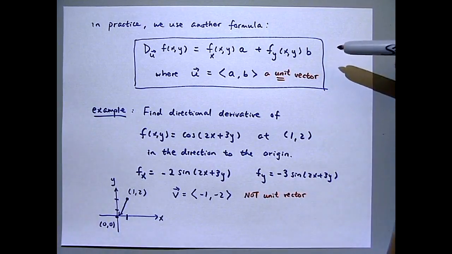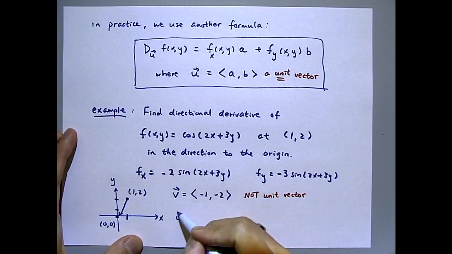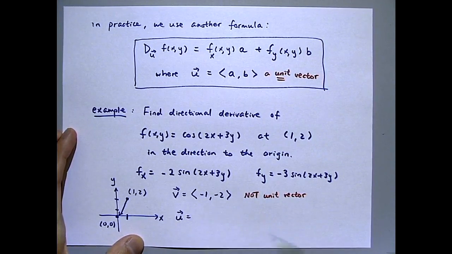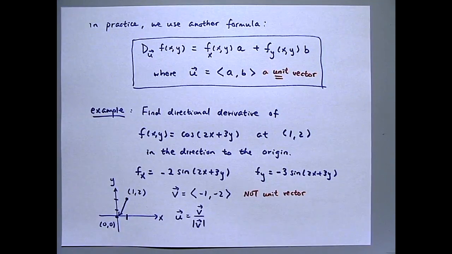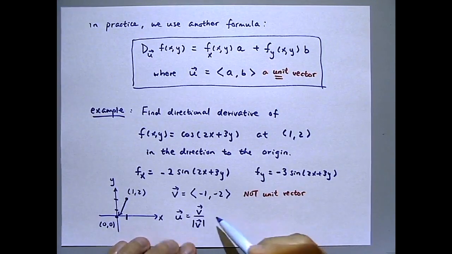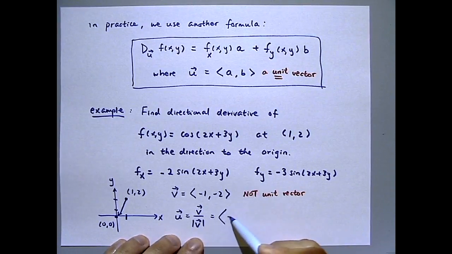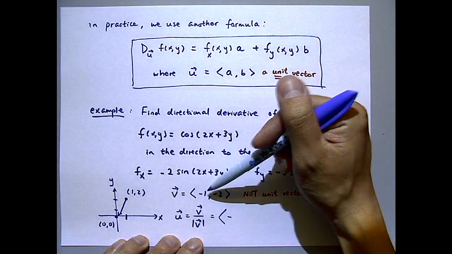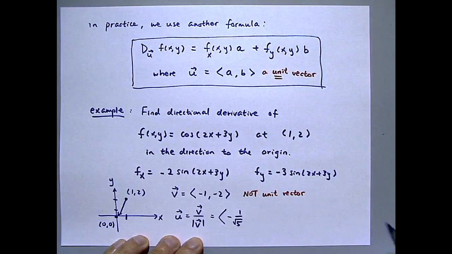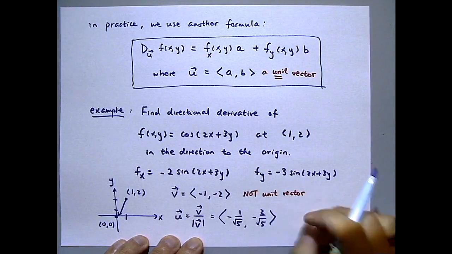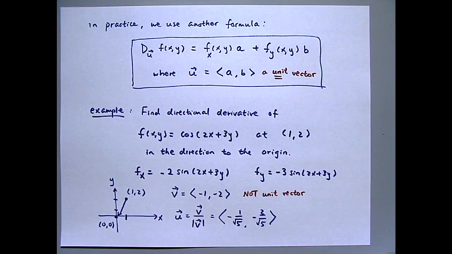And for that formula to work, we have to make this a unit vector. So let's call our unit vector u. u is, of course, v over the length of v, right? That's how we make any vector a unit vector. So u turns out to be negative 1 over radical 5, and negative 2 over radical 5. Now it's a unit vector.